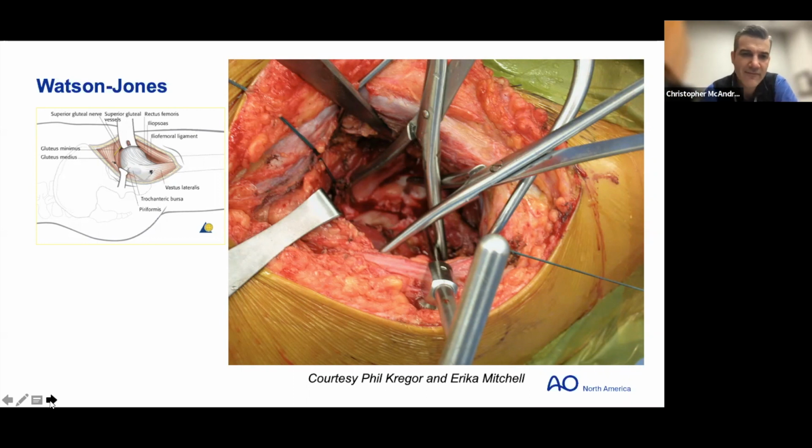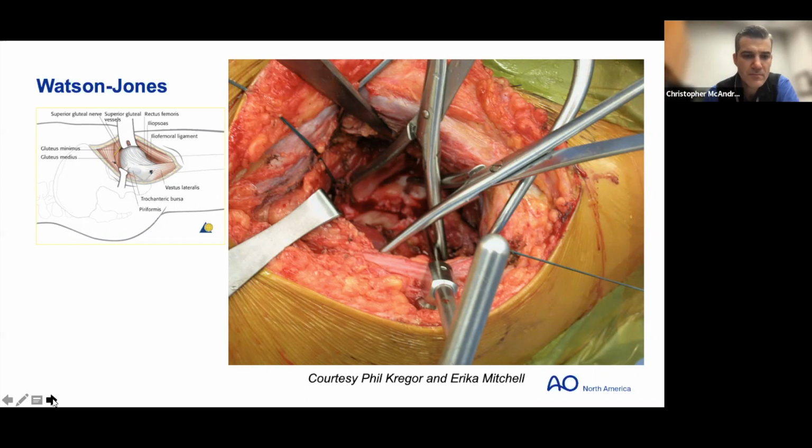And for me, I've personally used the Watson-Jones when things are minimally displaced and more caudal along the neck, and tend to stick with the Smith-Peterson or Hueter for most of the femoral necks I'm fixing. How about you guys?